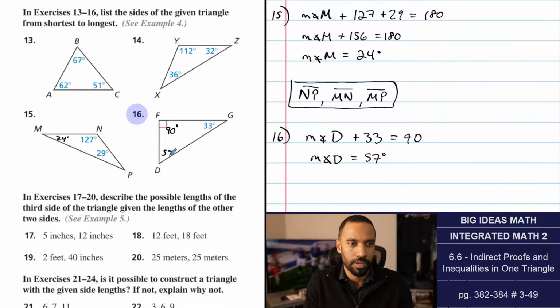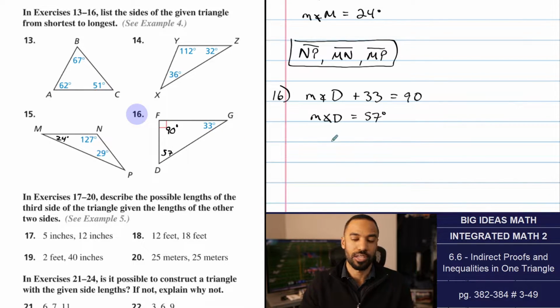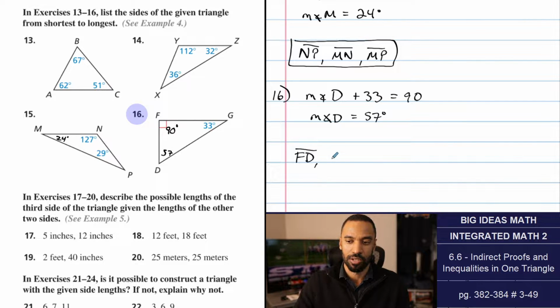So we're going from shortest to longest. Opposite the 33 is going to be the shortest. That's side length FD. In a right triangle, guys, the hypotenuse is the longest, period. And I'm sure there's going to be some sort of indirect proof about that, arguing that the hypotenuse is the longest side. First, we say it's not the longest side.